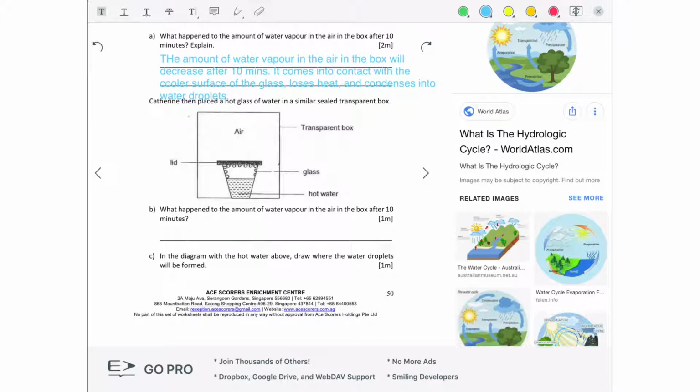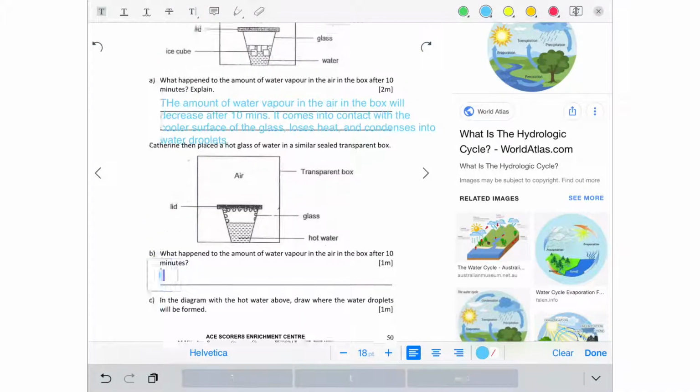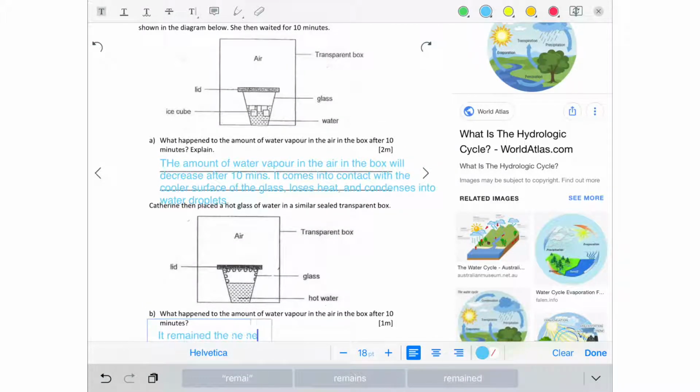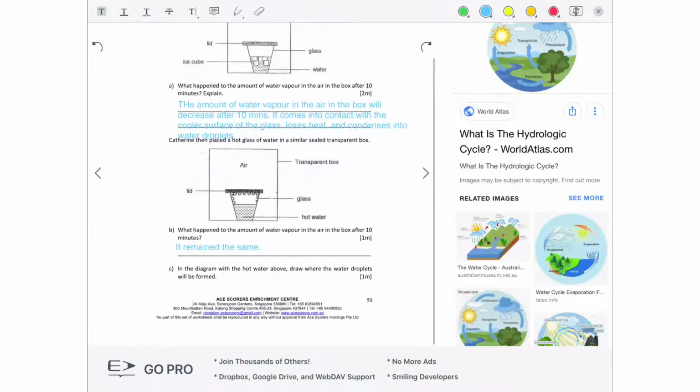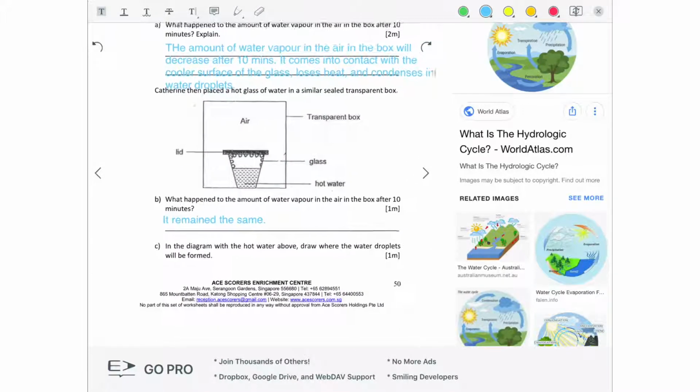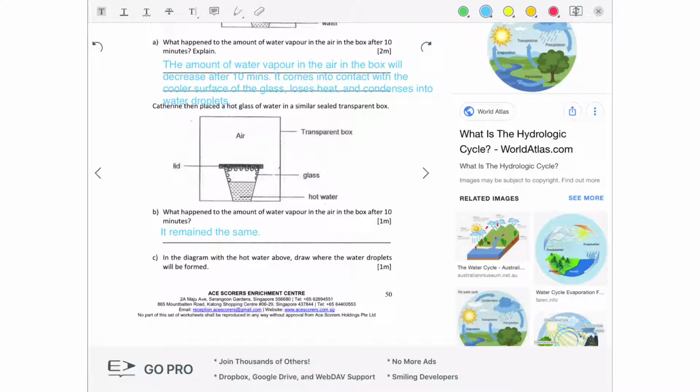Alright, next. Remain the same. Yes, this one remains the same. Do you have to explain? No need to explain. B, no need to explain. Just say it remains the same. No explanation needed because they didn't ask you to explain, right? So don't bother. So in the diagram, draw where the water droplets will be formed. In this one, I drew it for you already.